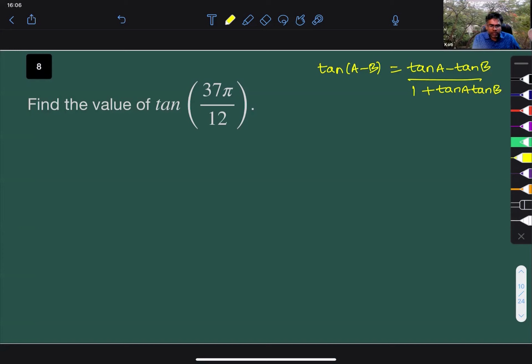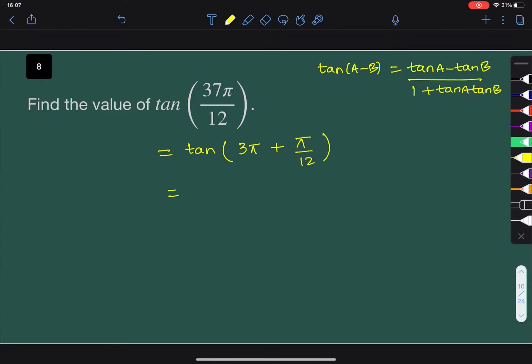Okay, so here again, what you can do is first write the numerator as a multiple of 12. So there is a 36, 37 can be written as 36 plus 1. So you agree that you can write this as, 36 by 12 will be how much? 3 pi. 3 pi plus pi by 12.